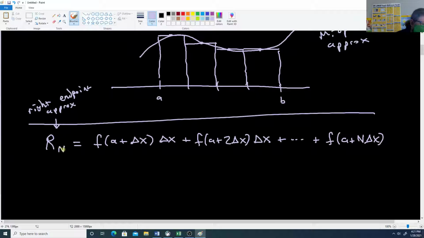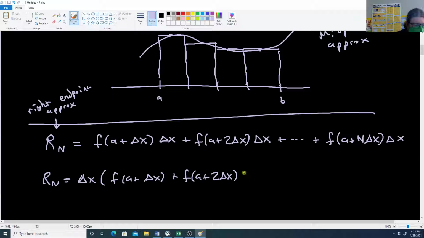Because the little n subscript here tells us we're breaking this into n subintervals, and we multiply that by delta x. Well, if you look, all of these terms have a delta x in it, so we're able to factor it out. So our actual equation would be delta x times f of a plus delta x, plus f of a plus 2 delta x's, plus so forth and so on, plus f of a plus n delta x.